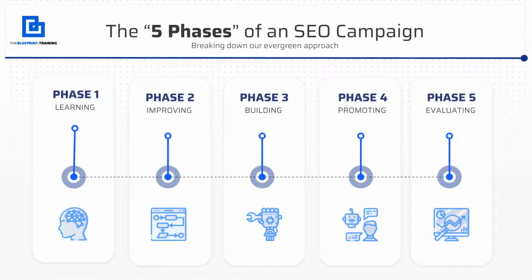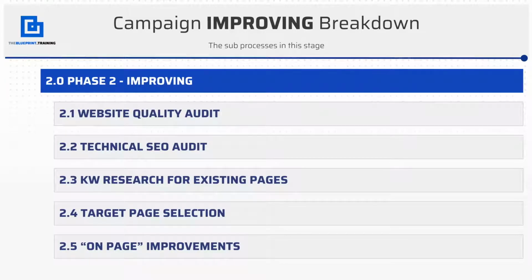So within the 5 phases of our SEO framework, this is the first part of the improvement campaign, and it falls under improving. It's the first module within this phase. There are 5 modules within phase 2, the improving process. Obviously, we're going to be talking about 2.1, which is the website quality audit.